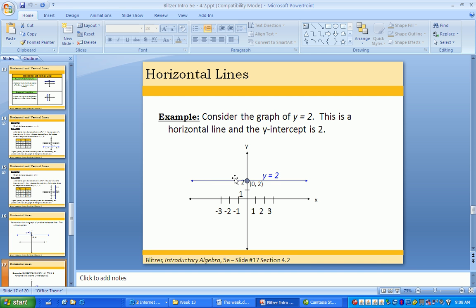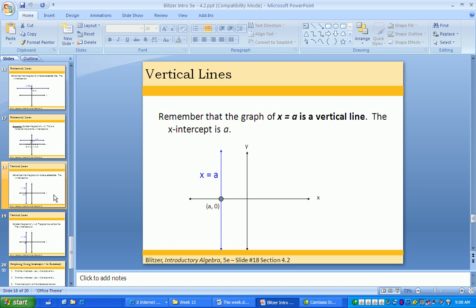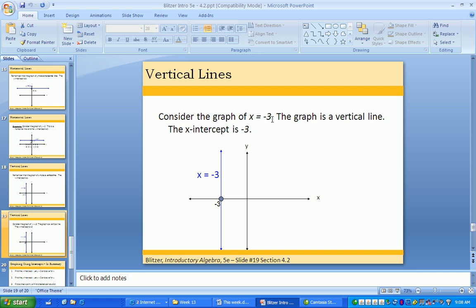Vertical line, the graph of x equal to a is a vertical line. The x-intercept is a, so the same thing as the y-intercept. Everywhere the x is equal to that value is going to be the line, and of course it crosses the x-axis at y is equal to 0, right, because there's no y height there, and at our constant value of our equation. So here's an example, x equal to -3. We know it's a vertical line at x equal to -3 up and down. Well, of course it crosses the x-axis at x equal to -3. So that's going to be our x-intercept.